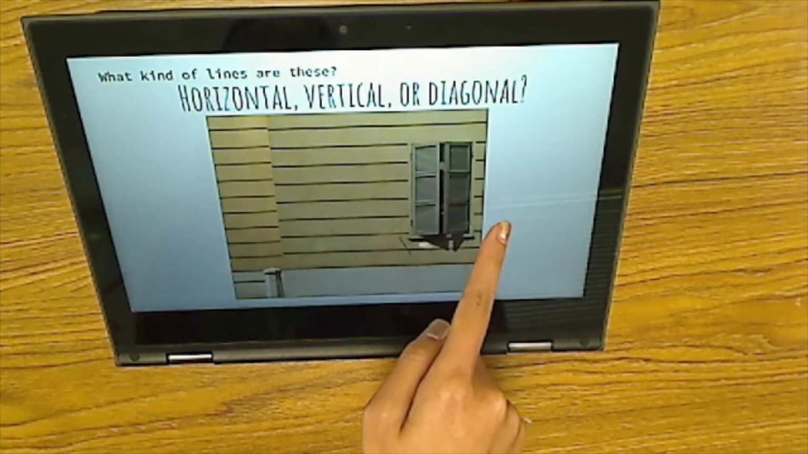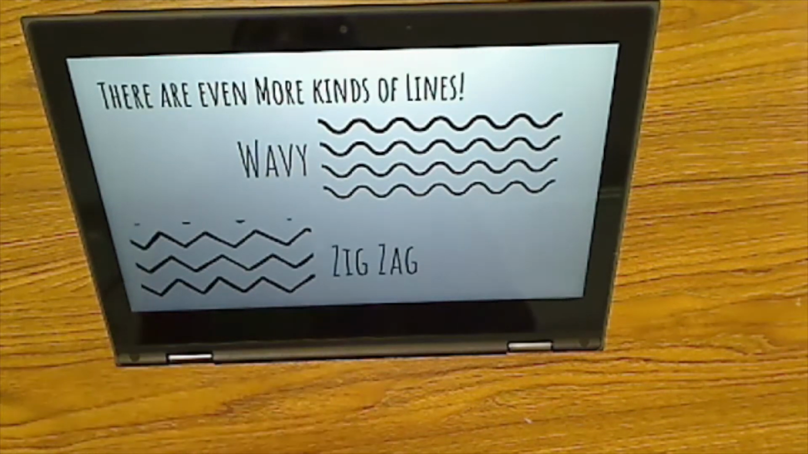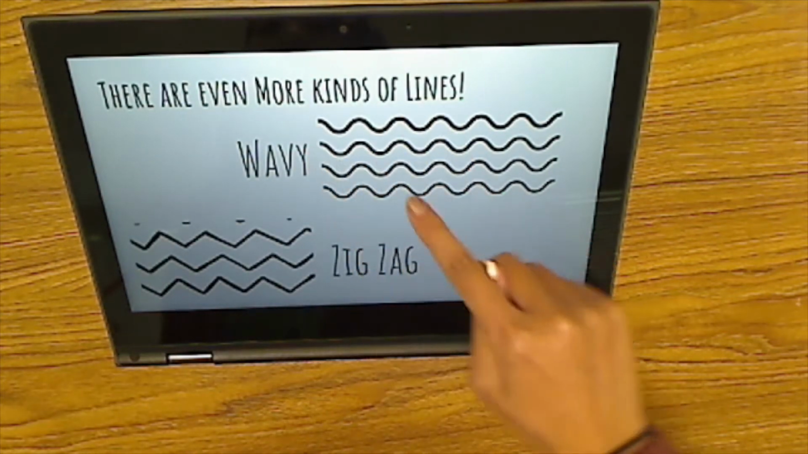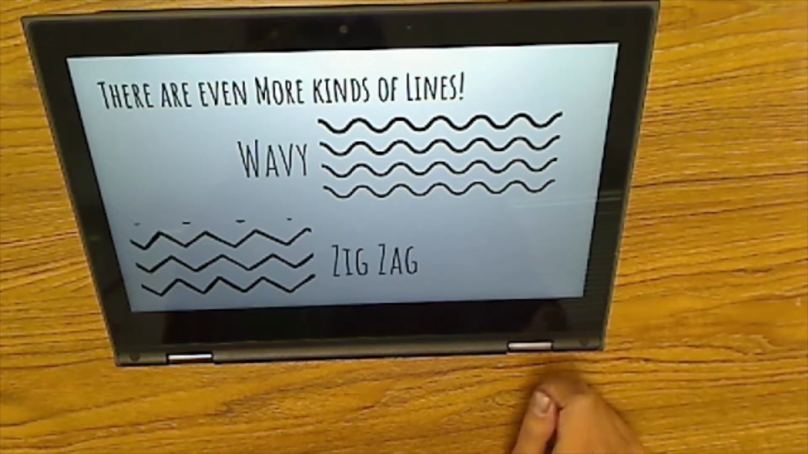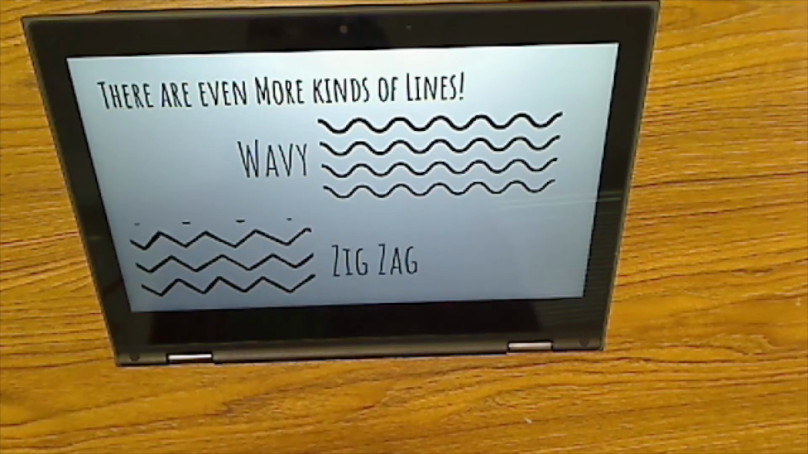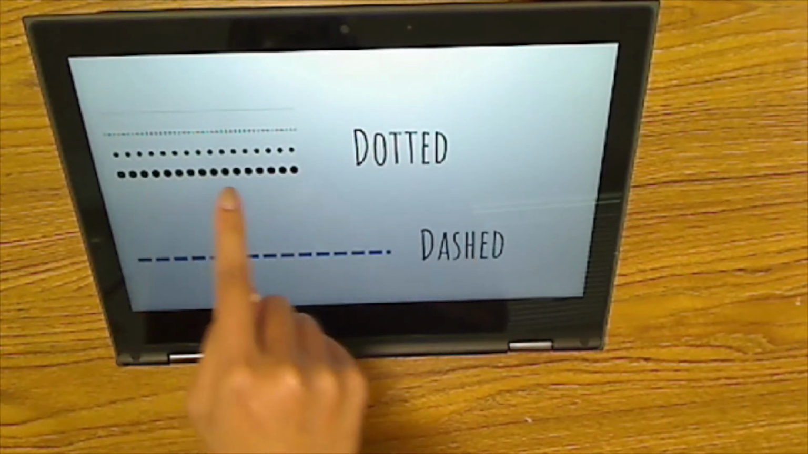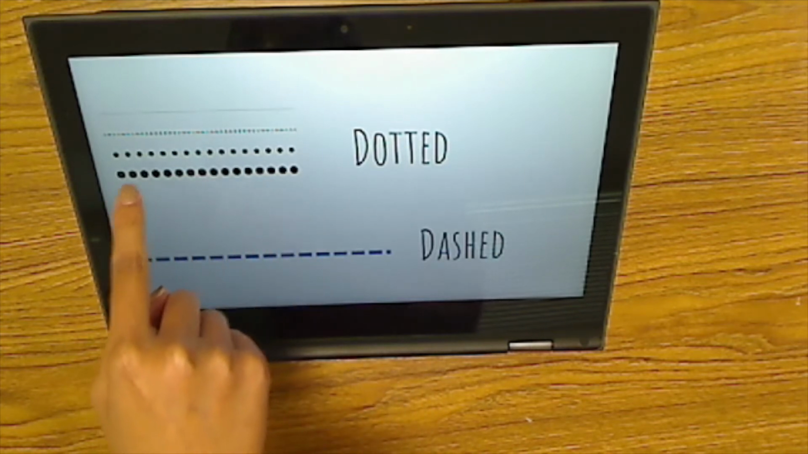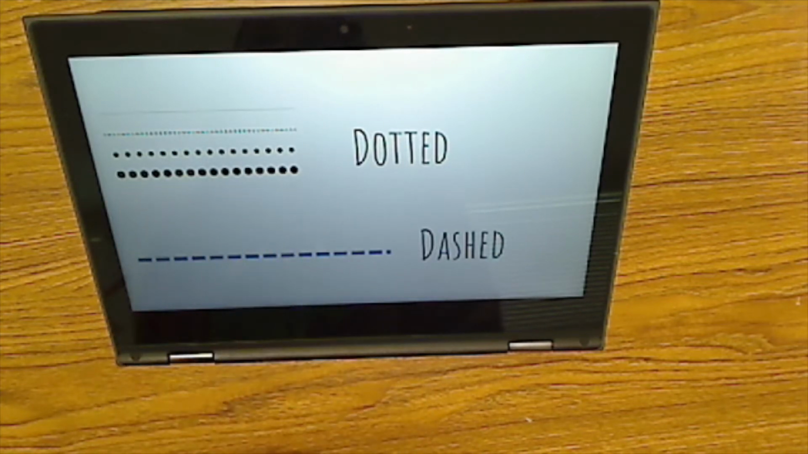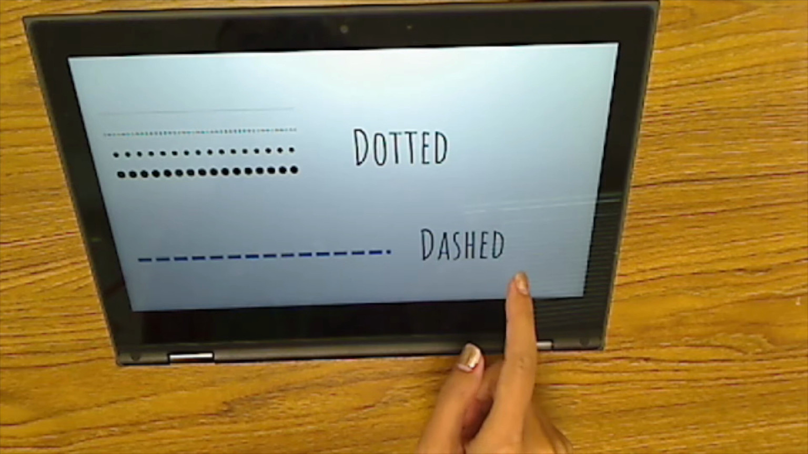So we talked about horizontal, vertical, and diagonal lines, but there are even more kinds of lines. We have wavy lines, think about water. We have zigzag lines, think about shark teeth. We have dotted lines. Dotted means they're made up of little tiny circles all right next to each other. And dashed lines right here, think about the lines on a road.